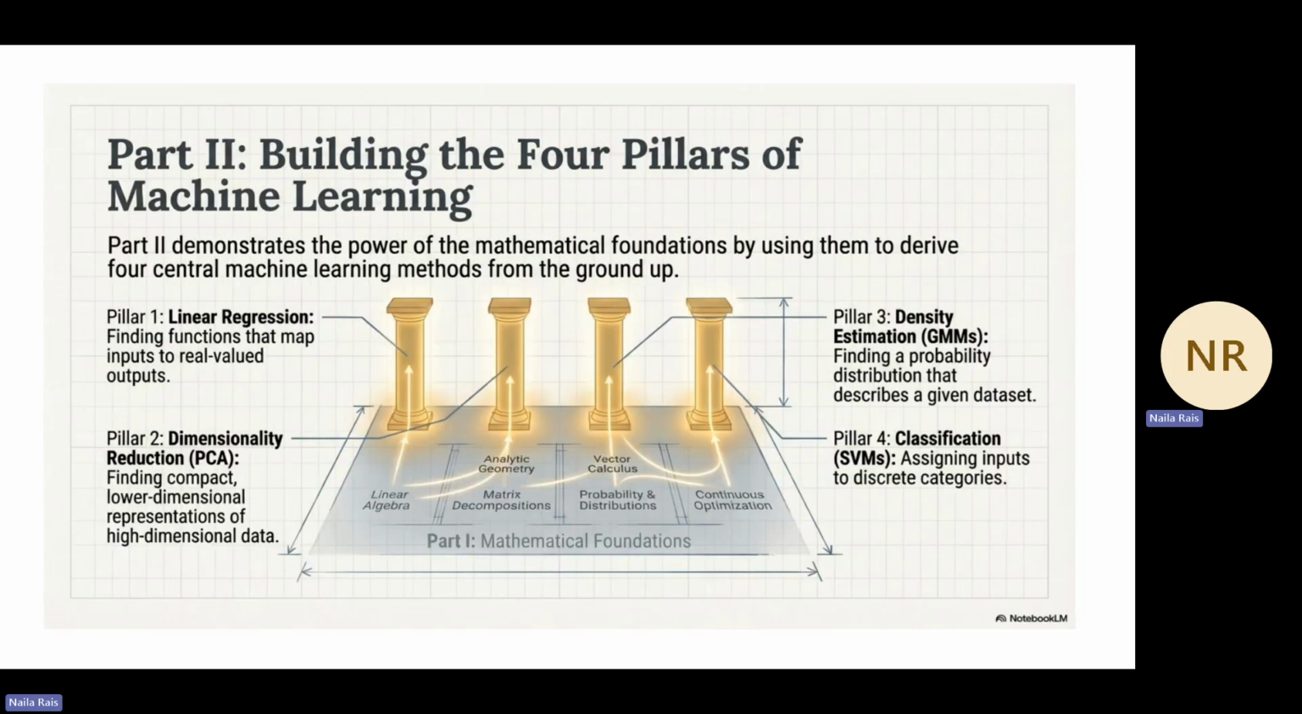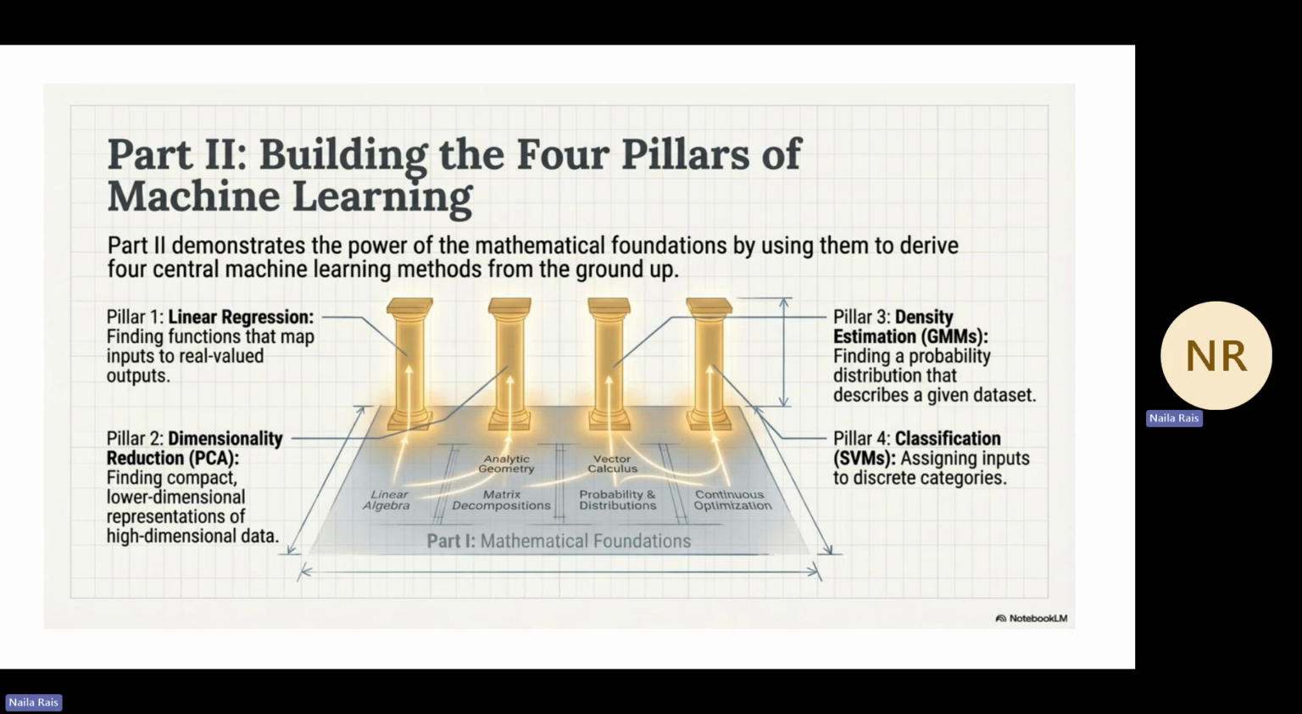So the second part is building the four pillars of machine learning. Part two demonstrates the power of the mathematical foundations by using them to derive four central machine learning methods from the ground up. So after we learn the foundational basics, we will be moving forward to part two. Pillar 1, linear regression, finding functions that map input to real valued outputs.